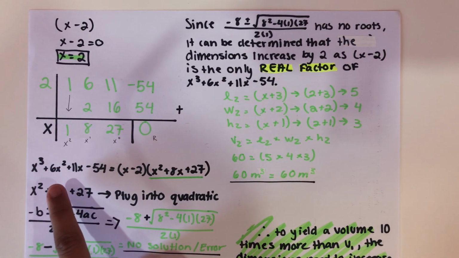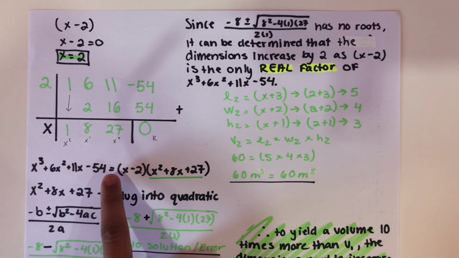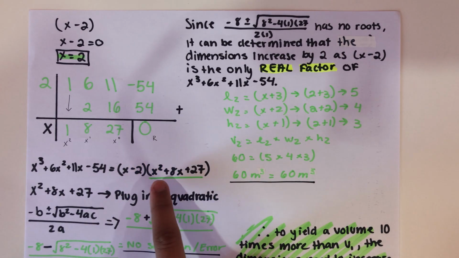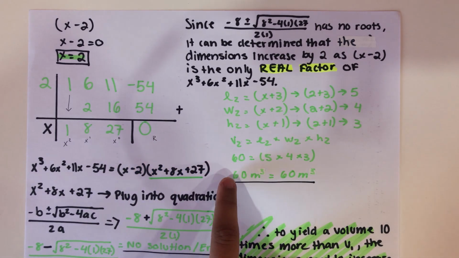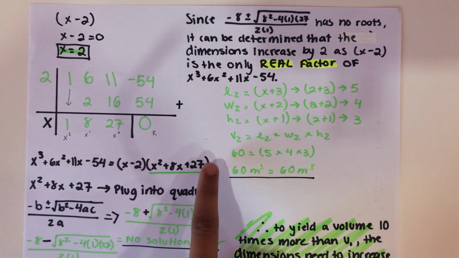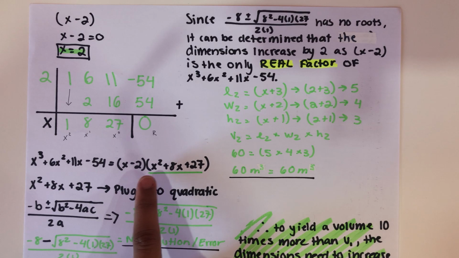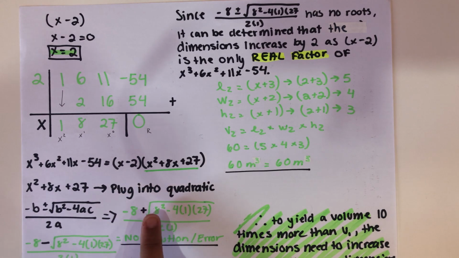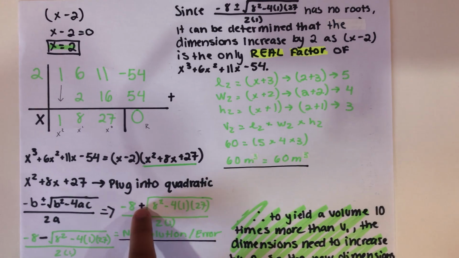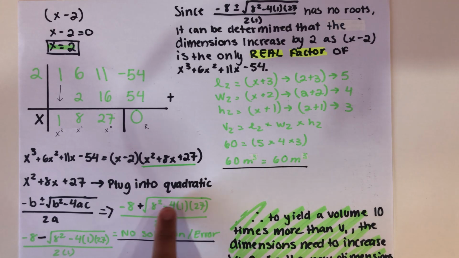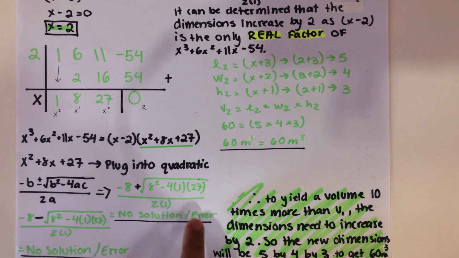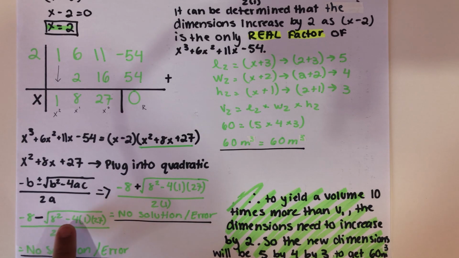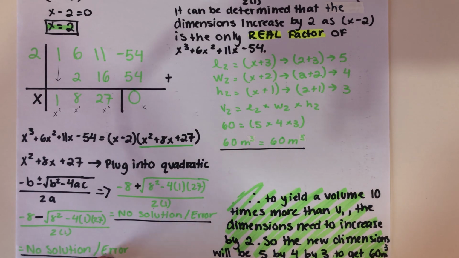We can now write this statement: x to the power of 3 plus 6x squared plus 11x minus 54 is equal to x minus 2 times x squared plus 8x plus 27. So we can see if this is factorable to lower terms, but it's not, so we're going to plug that into the quadratic formula. This is our quadratic formula, and this is it plugged in. As you can see, even if we do a positive root, we're still going to end up with a negative number in our root. So that means there's going to be no solution, or in other words, if you were to put it in your calculator, you'd get an error. Even if we were to do a negative root, we'd still get a negative number inside the root, so it's still no solution or error.